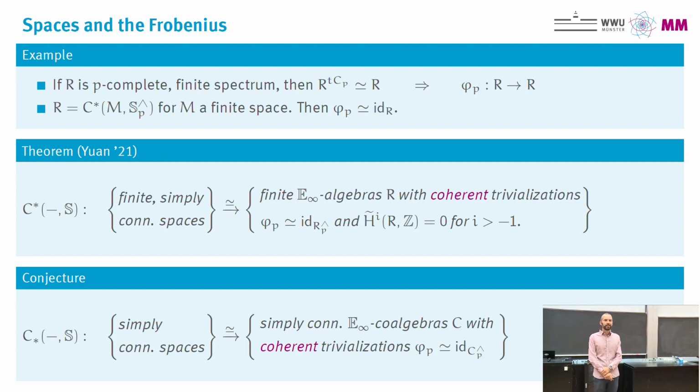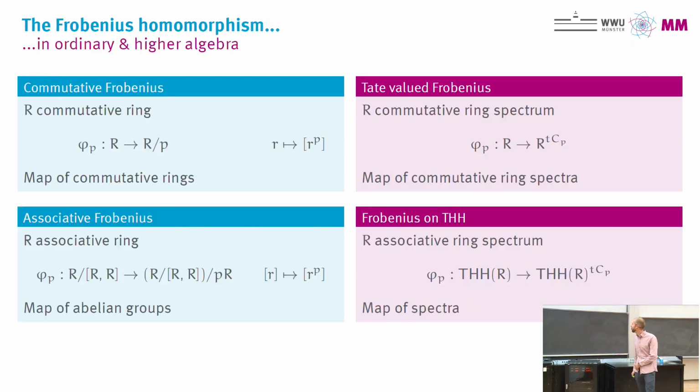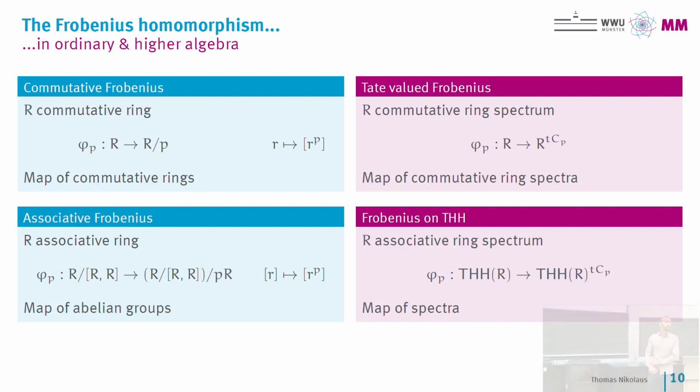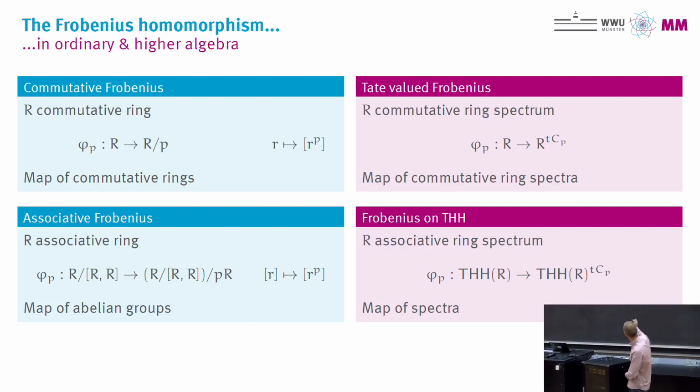Are there questions? Otherwise, I proceed to the Frobenius on topological Hochschild homology. So let's do that. So where are we? This is the old slide. I bring it up again. So that's what we wanted to do. We wanted to define the right-hand column.